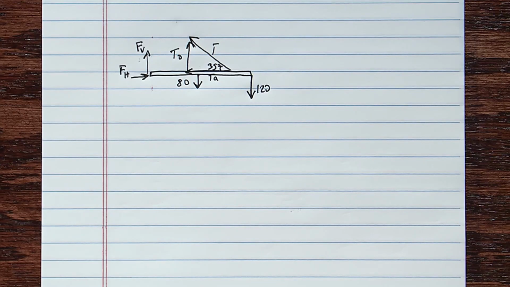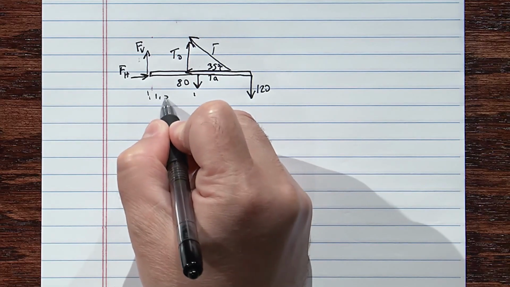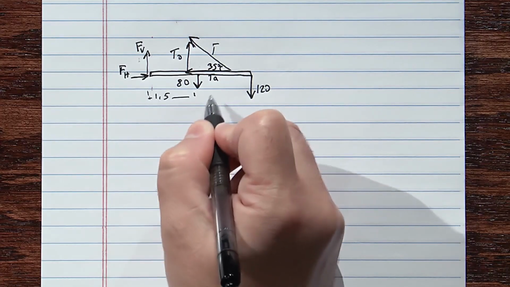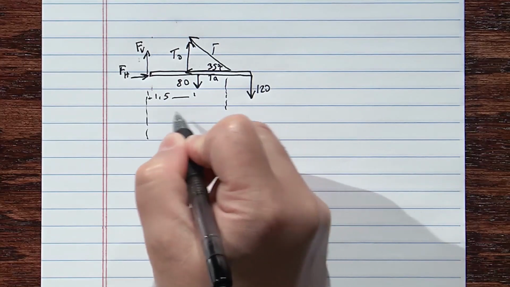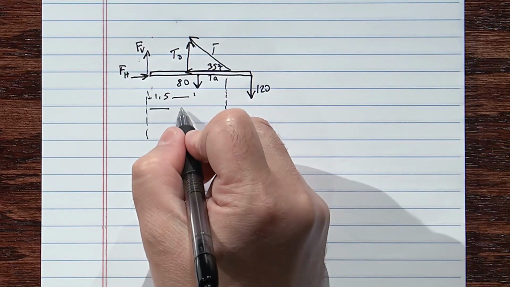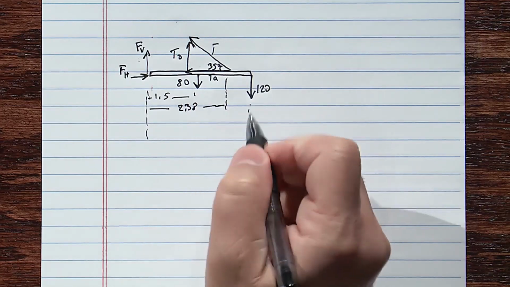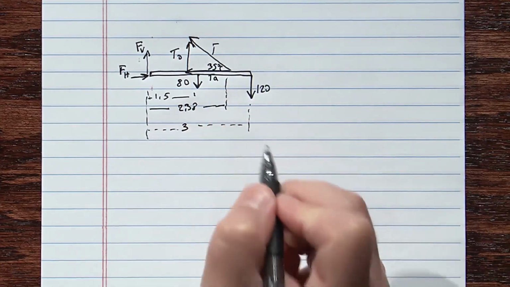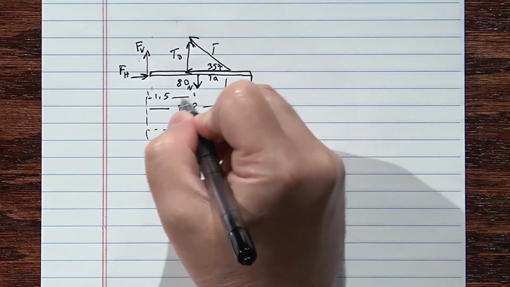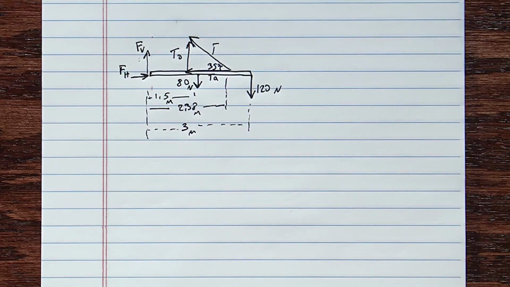on the end of the boom, and we're given the distances of all of these forces. 1.5 meters for the weight of the boom itself, 2.38 meters for the cable, and then the weight at the end is 3 meters from the wall. These are all meters, and these are newtons.